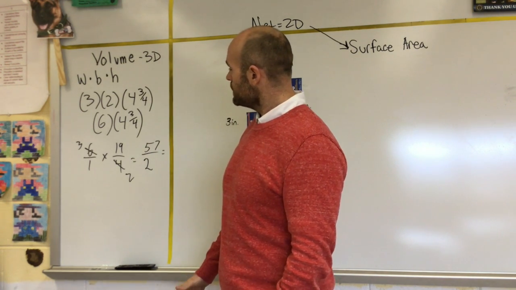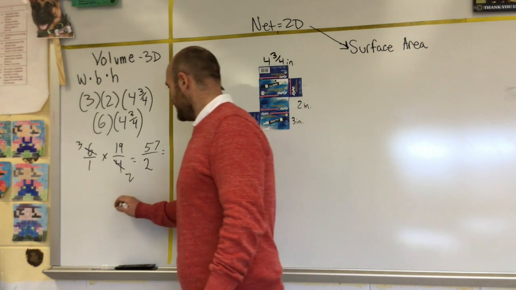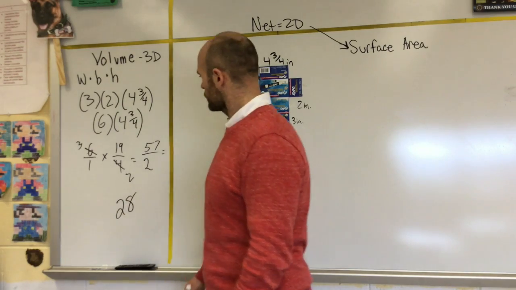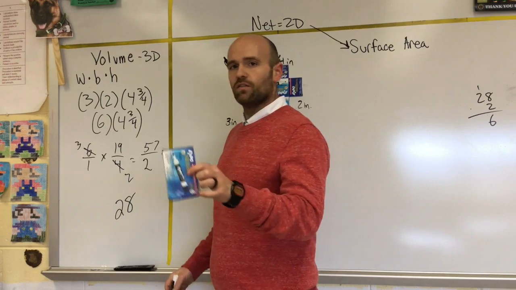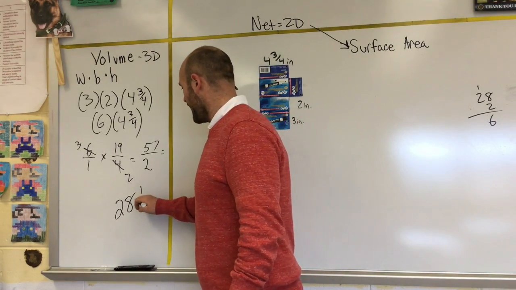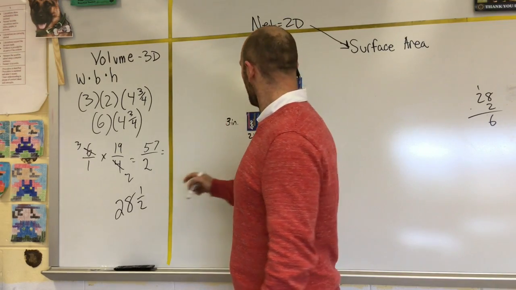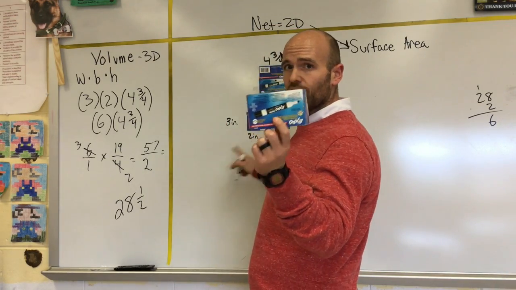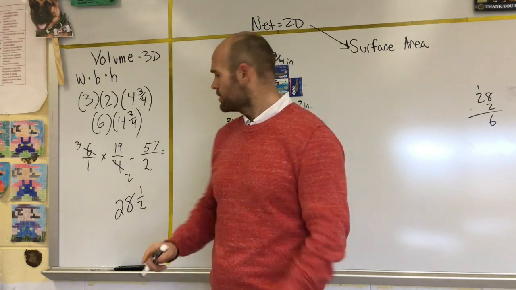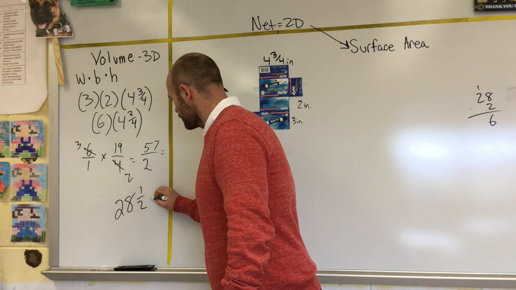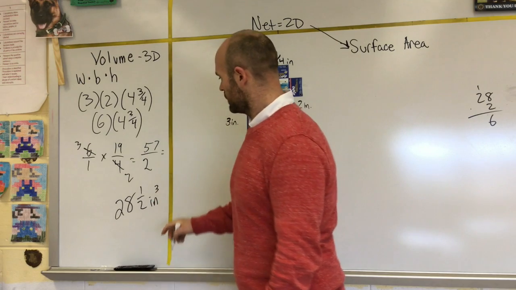2 goes into 57 28 times, and then 2 times 28 is 56, so I would have 1/2 left over. 28 and a half inches, that's my unit of measure. I could have measured this in centimeters, meters, whatever. I decided to measure in inches. 28 and a half inches cubed.